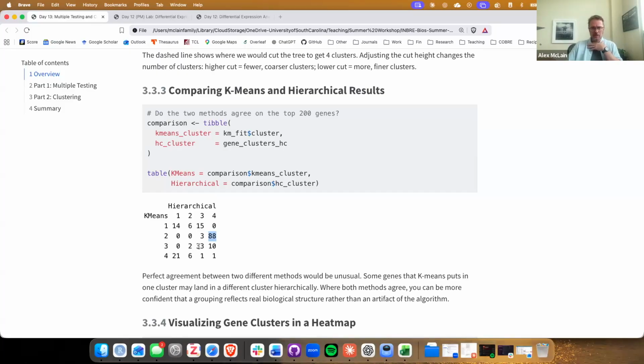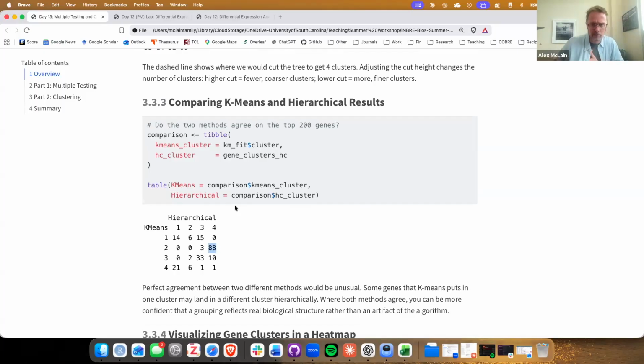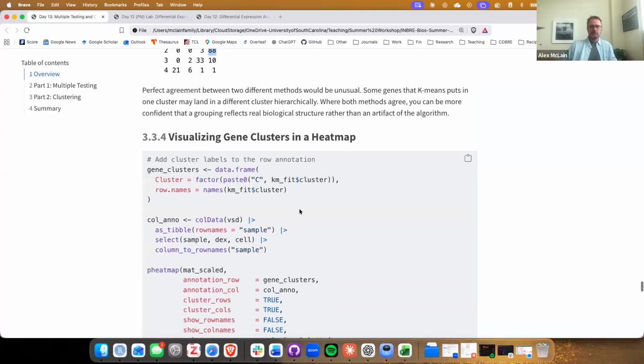Cluster 3 from k-means mostly went to cluster 3 of hierarchical, but again, k-means cluster 1 kind of got spread out among a bunch of things. Cluster 2 in hierarchical really didn't have much agreement here. It's a small cluster that really seems to be pretty spread out, and maybe that's that one there. I'm not sure. We'll compare these again in the heat map.